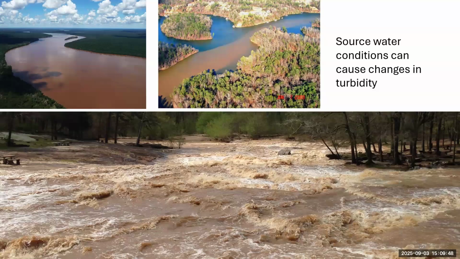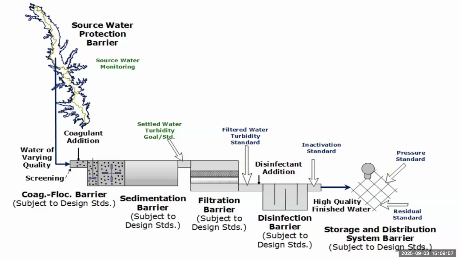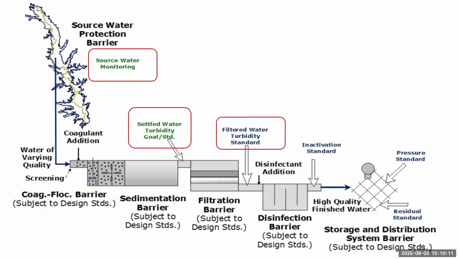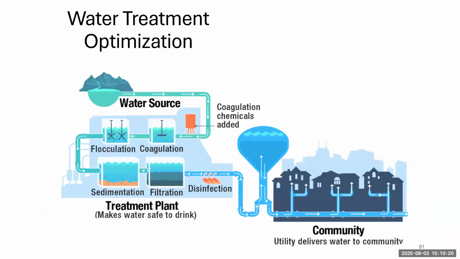And this image here shows source water can change radically, especially when there's precipitation events. And here's a diagram that illustrates graphically what we were talking about: monitoring the source water, monitoring the settled water after the sedimentation basin, and all that combined with our final turbidity measurements can give us a good picture of what's going on. And if there's problems, it'll help us to determine where we need to start looking.